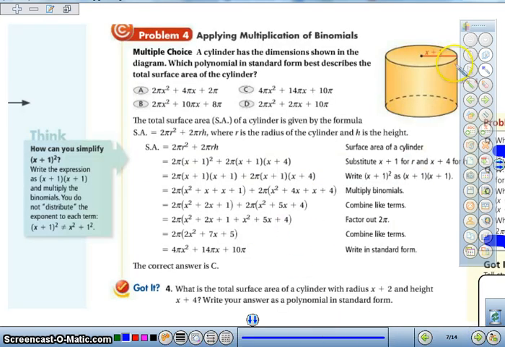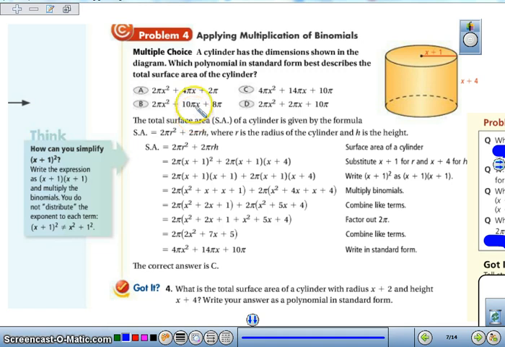We now want to kind of talk about some of the application problems or the word problems that you're going to be doing. As you are doing those, and we are looking at this one, it asks you which polynomial in standard form best describes the total surface area. So as you look at the choices, some of you are going, I have no idea.